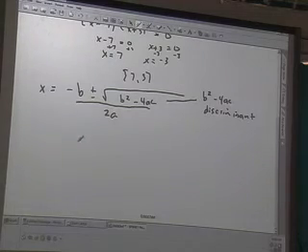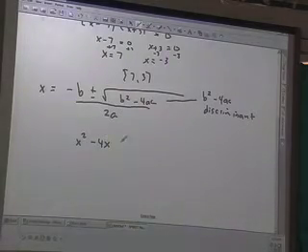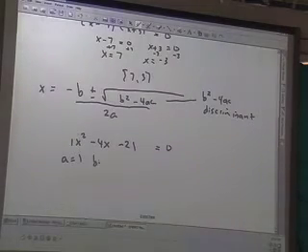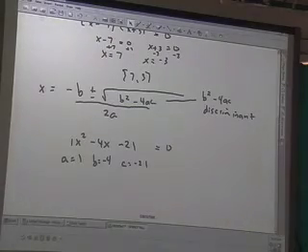So we've got x squared minus 4x minus 21 equals 0. And our coefficients are a equals 1, that's the invisible 1, b equals negative 4, that's the second term, and c equals negative 21. All right? So these coefficients can get plugged into this formula.